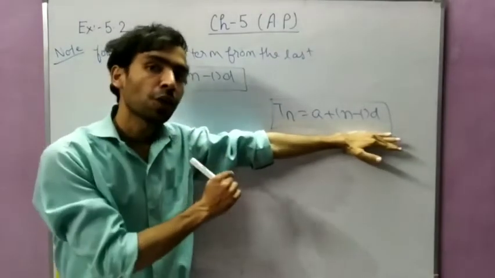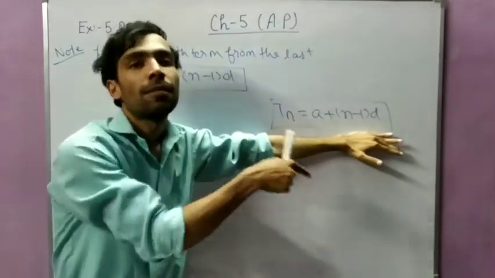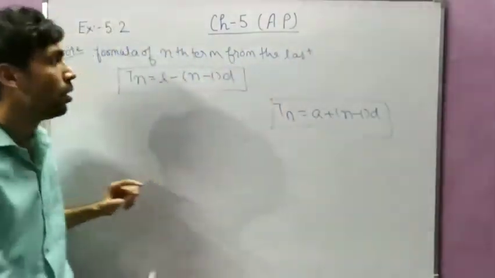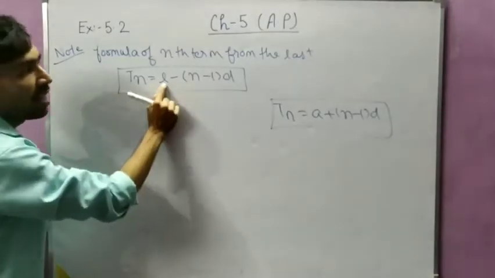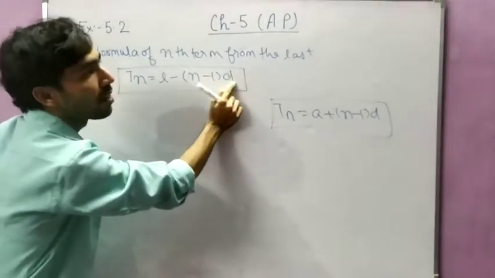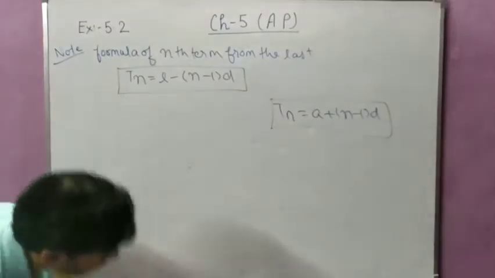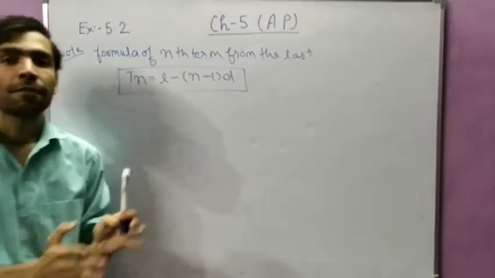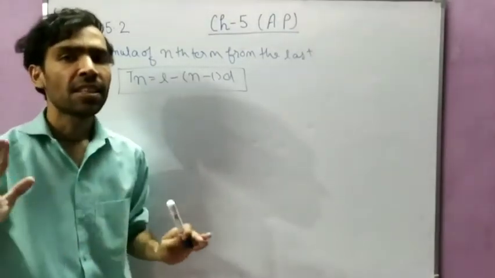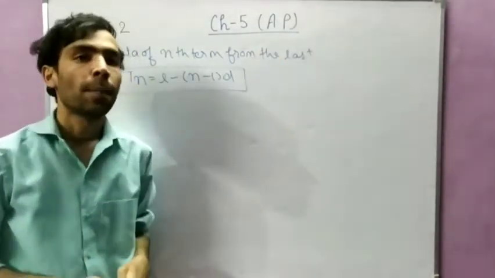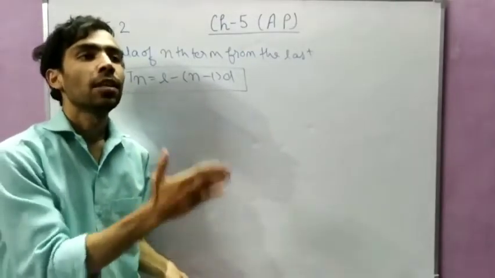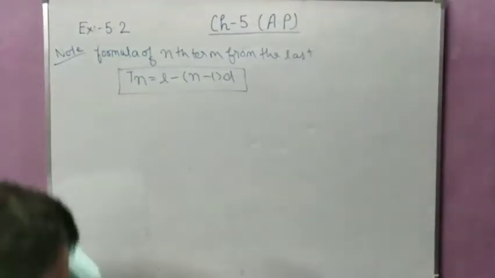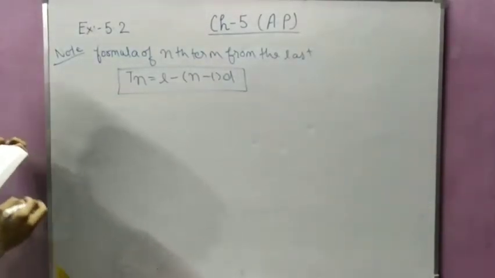But if in the question it is written, find the 10th term, find the 15th term from the last, focus on the words. Then you have to use that formula, where L is the last term, n is the number of the term, d is the common difference. So there are two formulas. The initial one is the nth term from the starting, and when nothing is written, you use only that formula. But if it is written that you have to find the nth term from the last, then you have to use this formula. Now question number 17 is based upon this formula only.